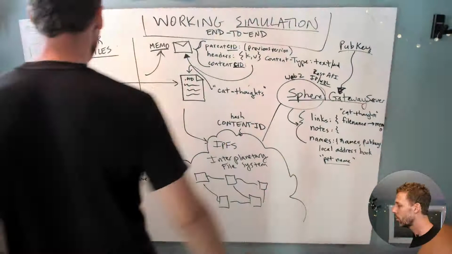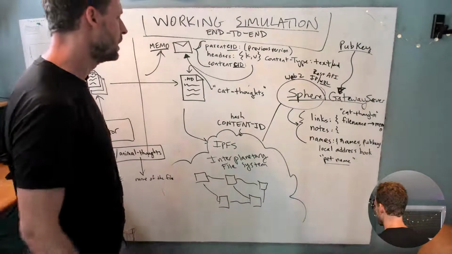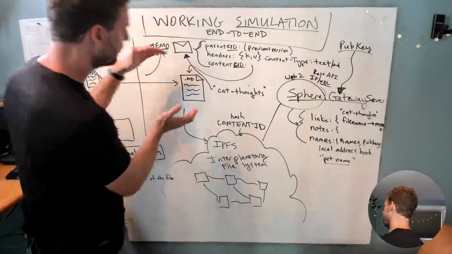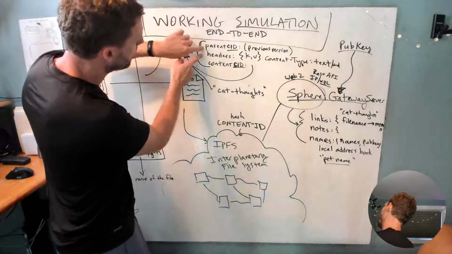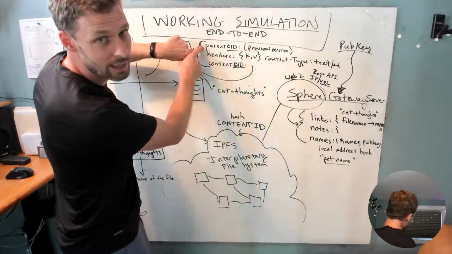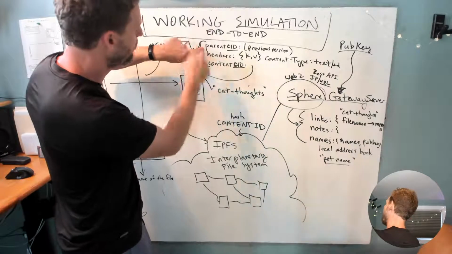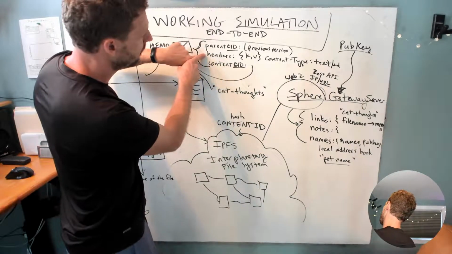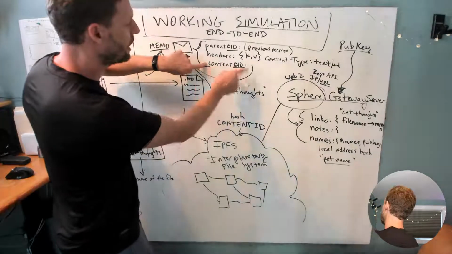Cool. So what we've built so far, just to recap, we've got about 5 minutes left in this session. We have files that have a memo that wraps them. That memo has a parent SID, which currently you can't edit files. So that's something to implement soon, being able to walk back through file history. It has a set of headers, which act as a key value store. And we have a content SID.